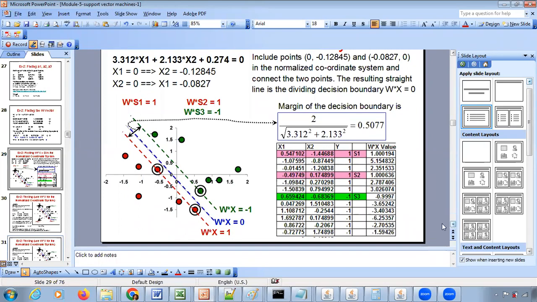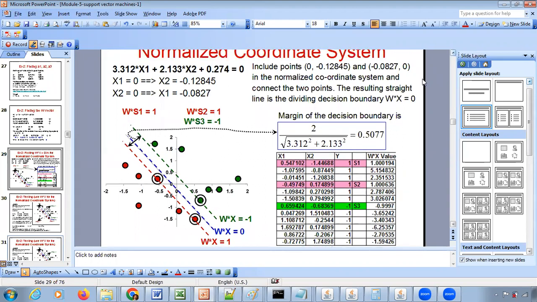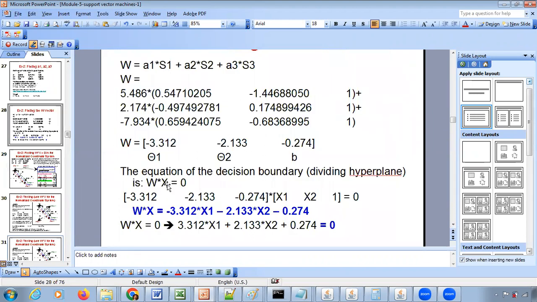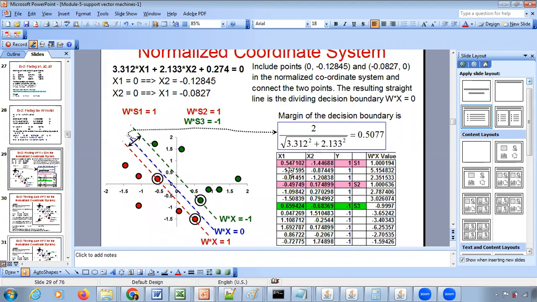And we can get the margin of the decision boundary using the coefficients theta 1 and theta 2. Since again we are going to square in that formula, I didn't include the negative sign. So it's going to be 2 divided by the square root of negative 3.312 squared plus negative 2.160 squared. So it's 0.5077.